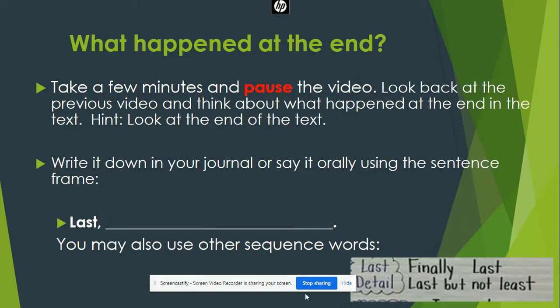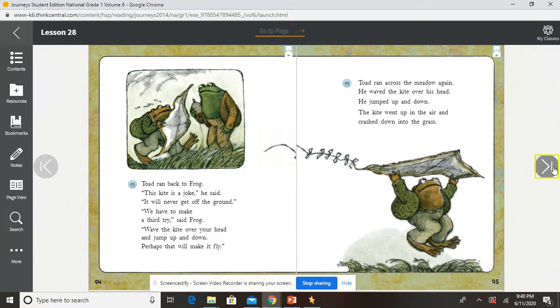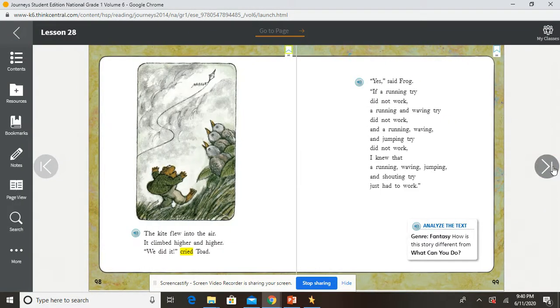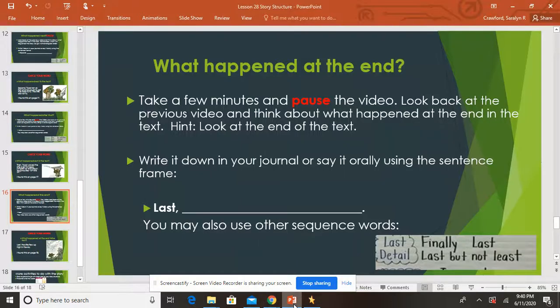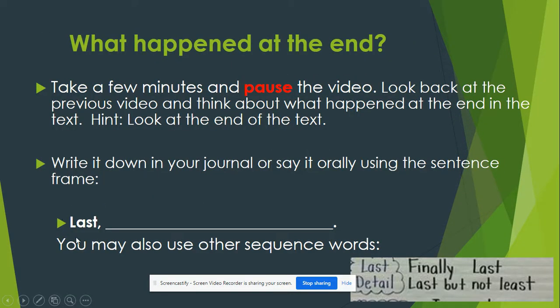All right, so now we're going to talk about what happened last, or finally. So looking back at the book, what happened at the end? Use the word last, and like I said before, you can either draw a picture, you can say it orally, or you can write it out. At this point, boys and girls, most of you should be able to write some words down.